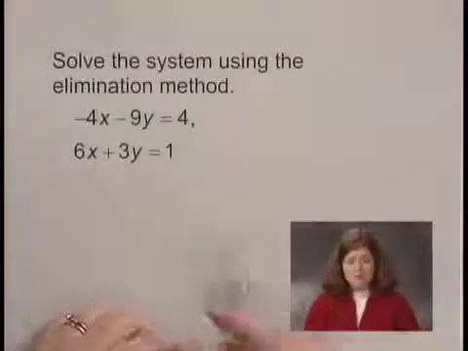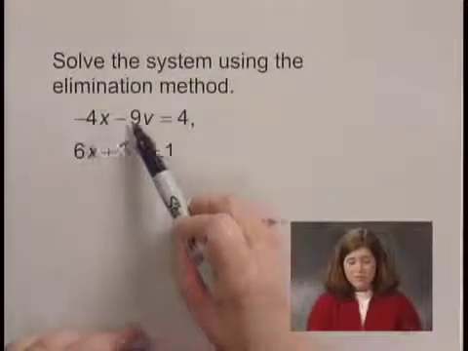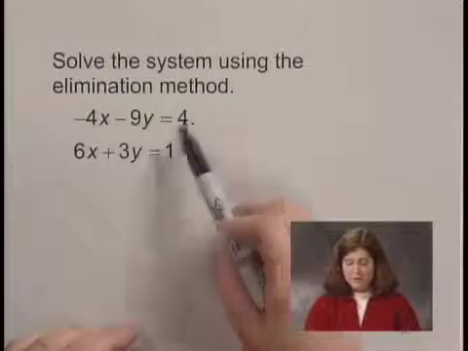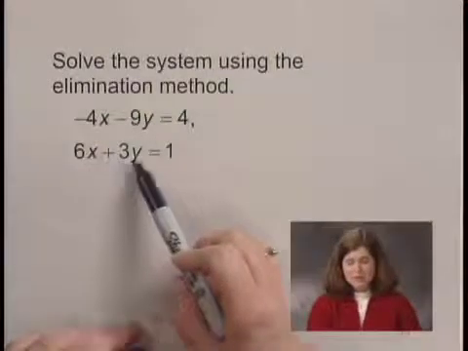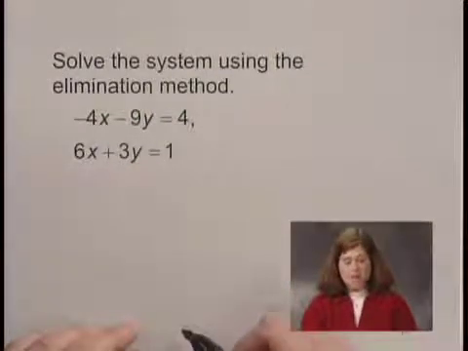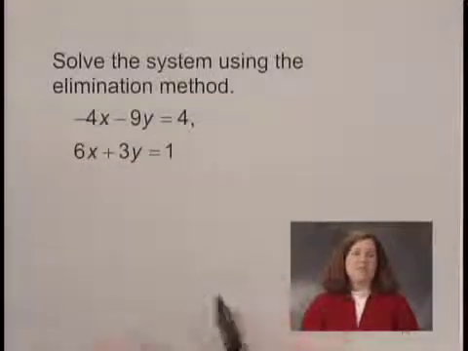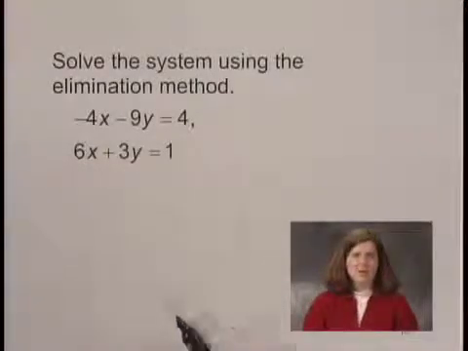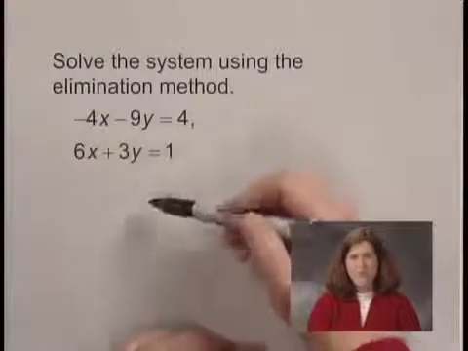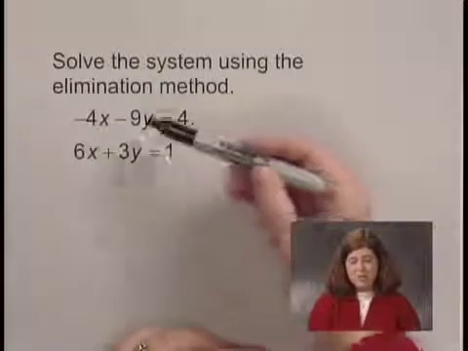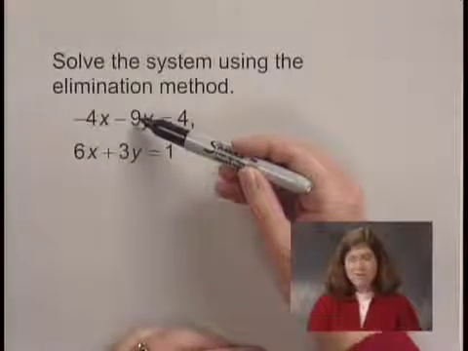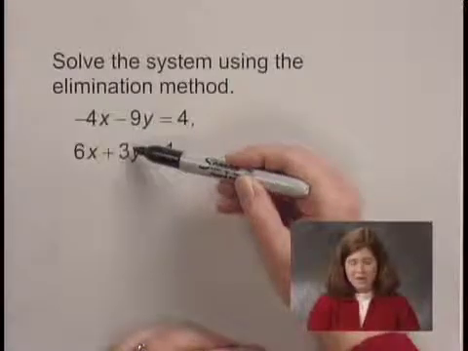In this problem, we'll solve a system of equations using the elimination method. We'll solve the system of equations negative 4x minus 9y equals 4 and 6x plus 3y equals 1. To use the elimination method, we need to find a variable, x or y, so that the coefficient in one equation is the opposite of the coefficient in the other.